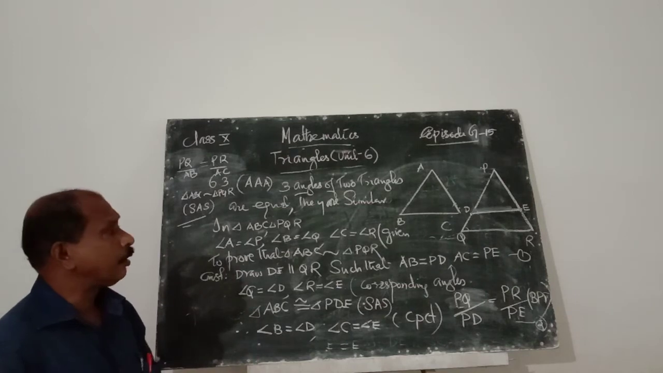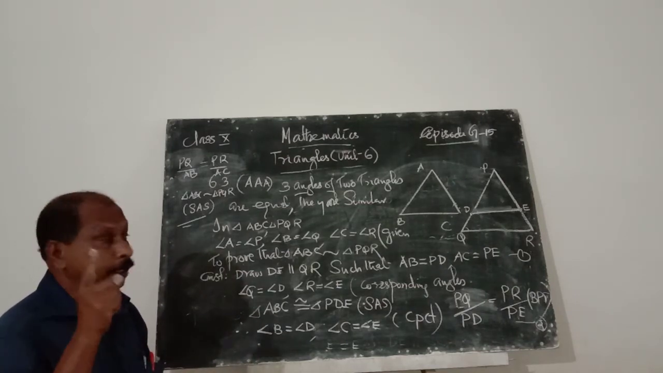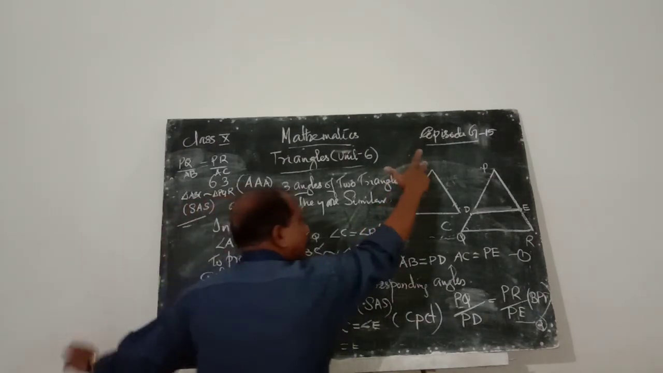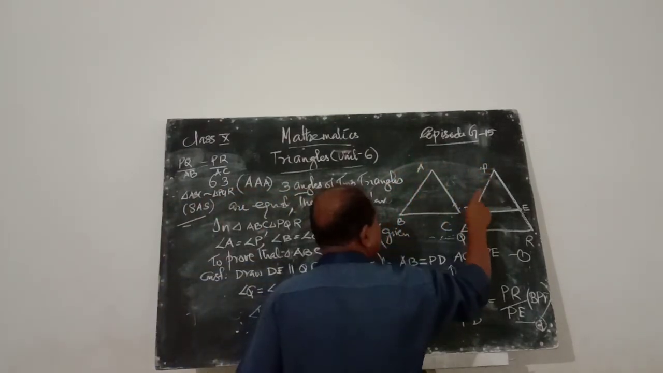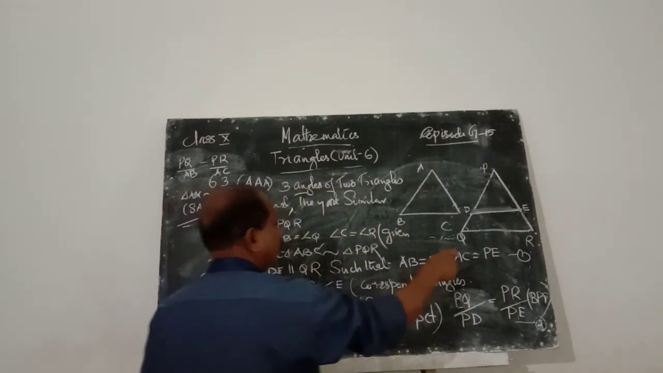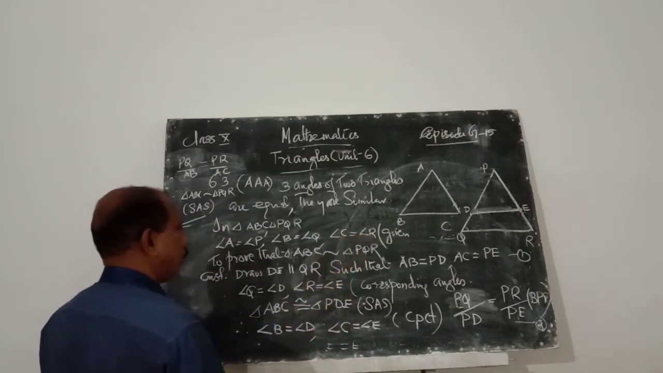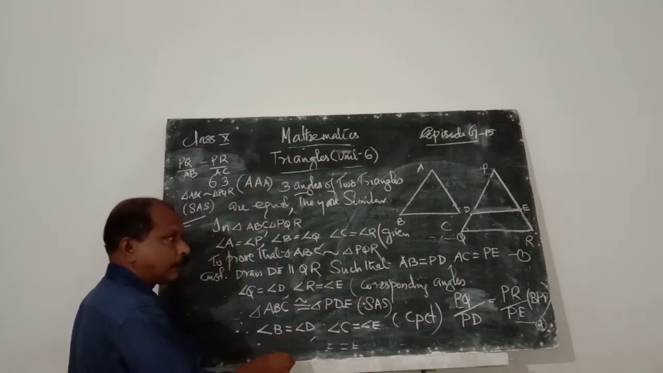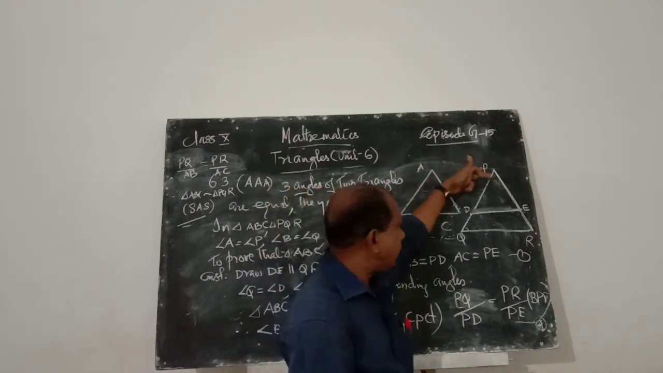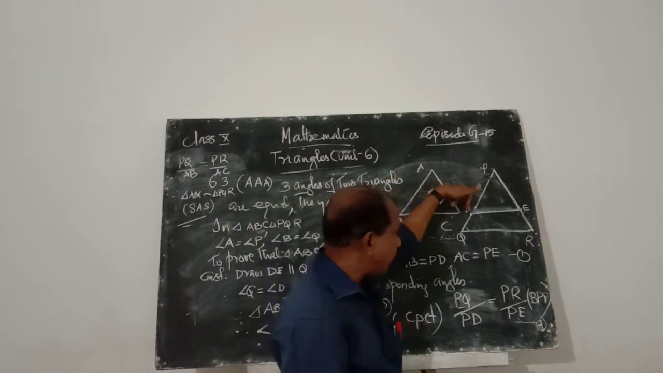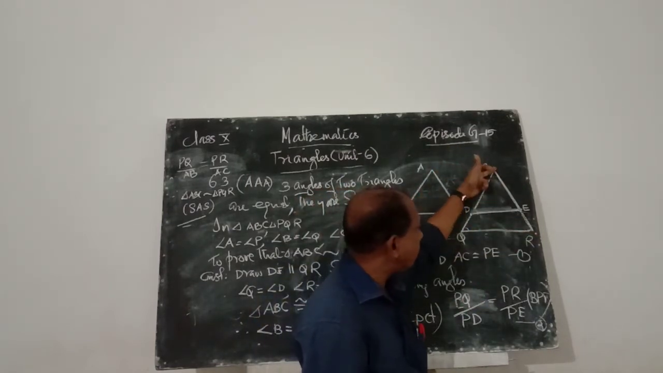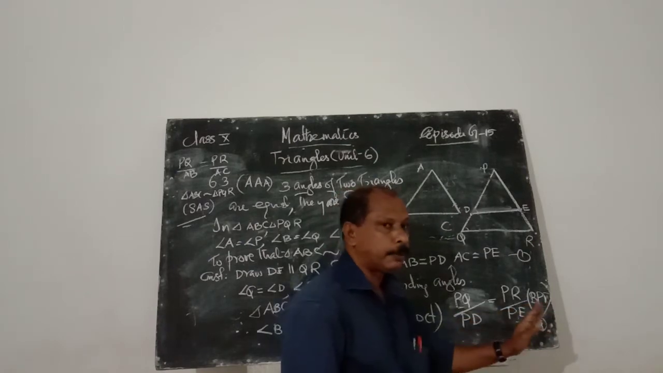What is the construction? Draw DE parallel to QR such that AB is equal to PD and AC is equal to PE. That is our construction. That is equation number 1. Therefore, by basic proportionality theorem, we know that PQ by PD is equal to PR by PE. That is basic proportionality theorem.